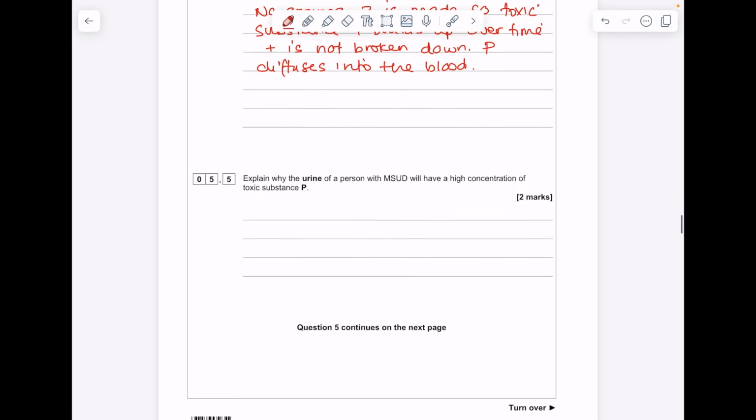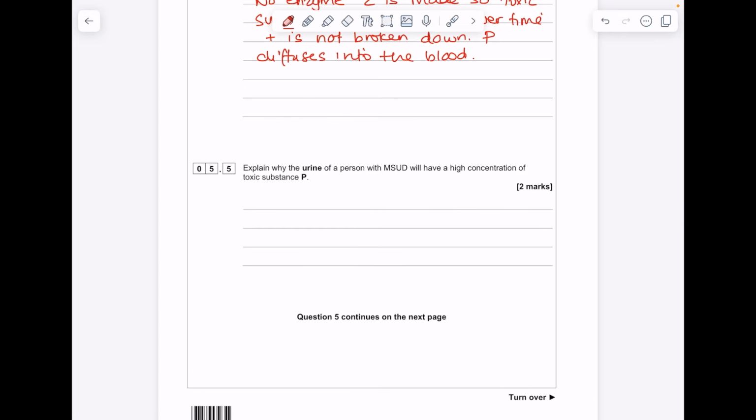Explain why the urine of a person with MSUD will have a high concentration of toxic substance P. What will happen is that toxic substance P, which we've already said enters the blood, as it gets to that kidney nephron, it will go across that glomerulus into the Bowman's capsule, and then it goes along the nephron where it is not reabsorbed at the proximal convoluted tubule by active transport. Instead, it will carry on to the collecting duct and form a large part of the urine.